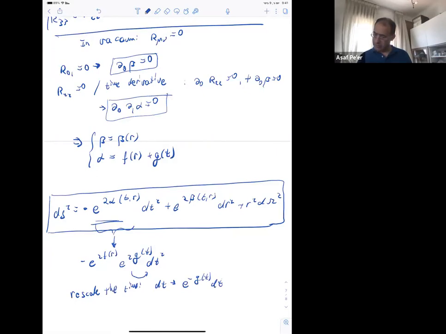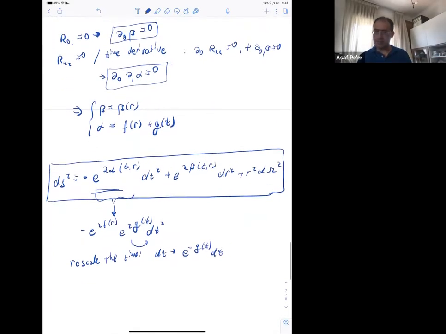So we can simply rescale the time coordinate. When we do that, we have that ds squared is minus e to the power 2 alpha, which is now just a function of r after this rescaling, dt squared plus e to the power 2 beta, which is again now only a function of r, dr squared plus r squared d omega squared.